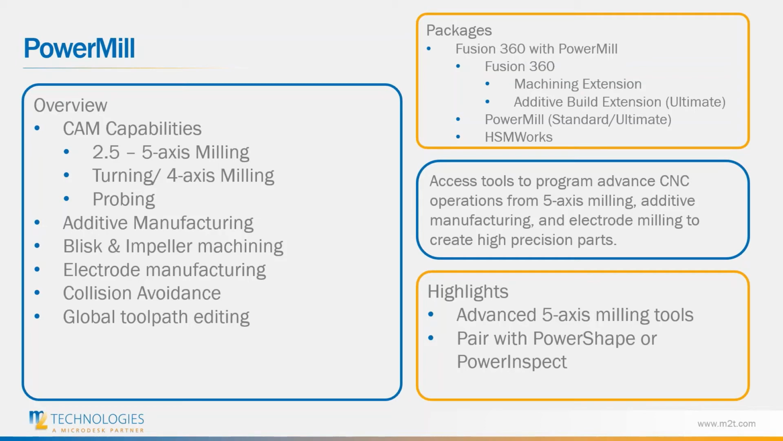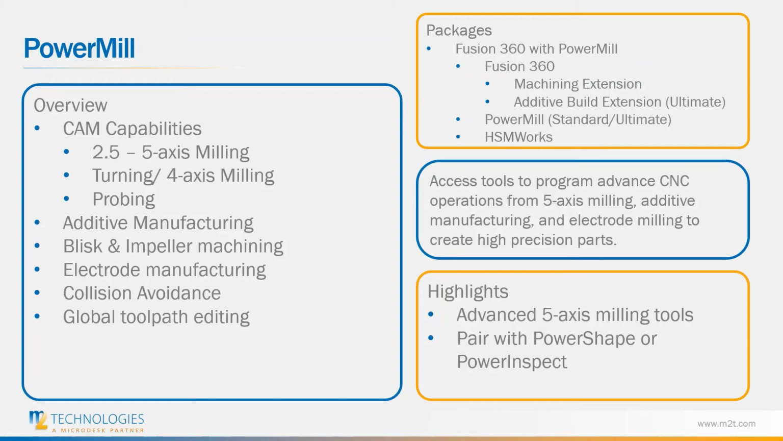Similar to FeatureCAM, there are two different packages available for PowerMill. There is Fusion 360 with PowerMill Standard or with PowerMill Ultimate. The key difference with these, of course, is the capabilities of PowerMill Standard versus PowerMill Ultimate. But there is also another difference within the package: Fusion 360 with Standard comes with the machining extension, but with the addition of PowerMill Ultimate, it also includes the additive build extension. And both, again, include HSM Works.